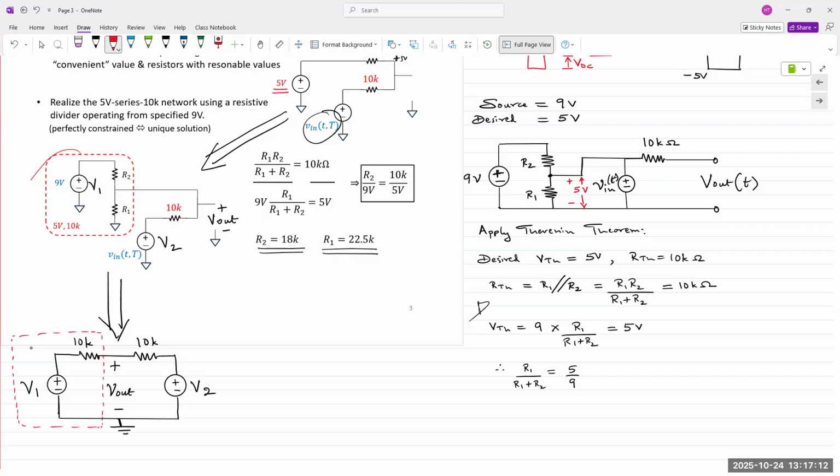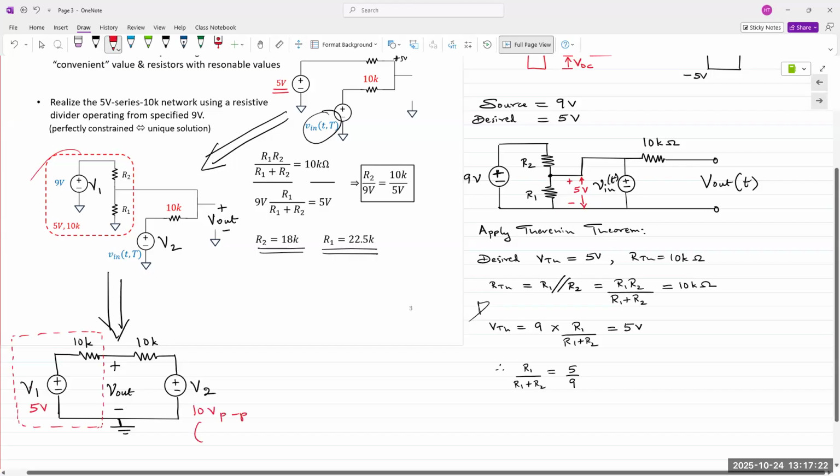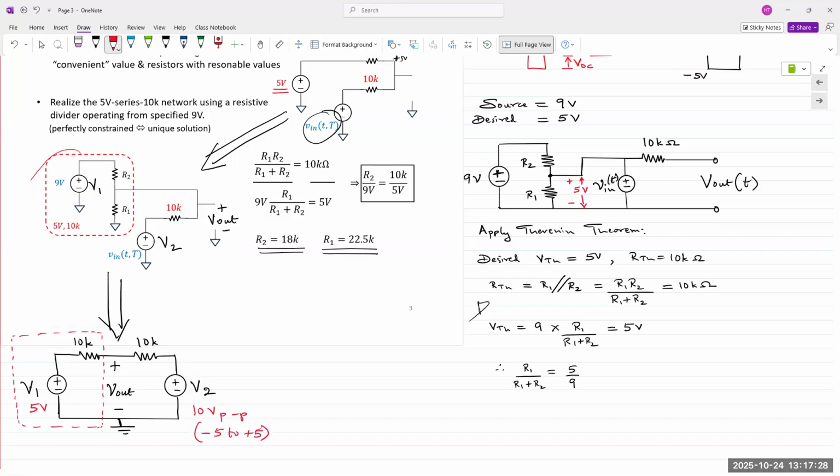At this point, I'm going to say this is 5 volts and this is 10 volts peak to peak, meaning it's going from -5 to +5. Yes, that comes later.